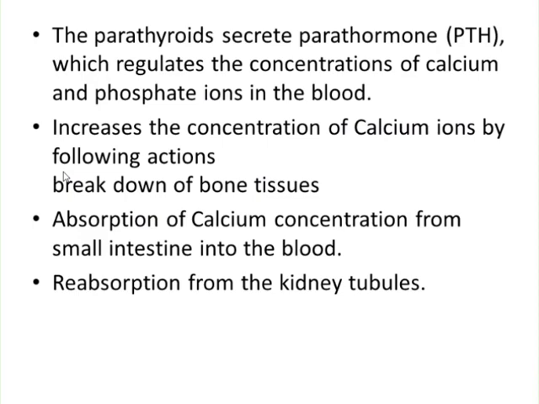When there is a low concentration of calcium ions, parathormone is released, and it increases the concentration by breakdown of bone tissues, absorption from the small intestine, and reabsorption from the kidney tubules into the blood. Calcitonin and parathormone are antagonistic to each other. When there is a high concentration of calcium ions, calcitonin is released by the thyroid gland, and when there is a low concentration and we require calcium ions, parathormone is released from the parathyroid glands and increases the concentration of calcium ions.